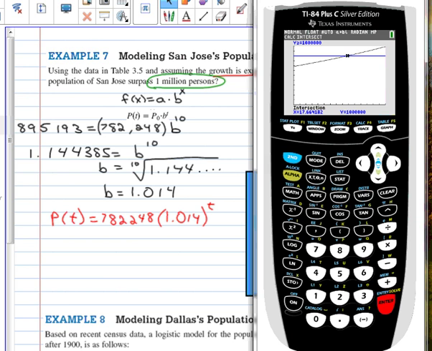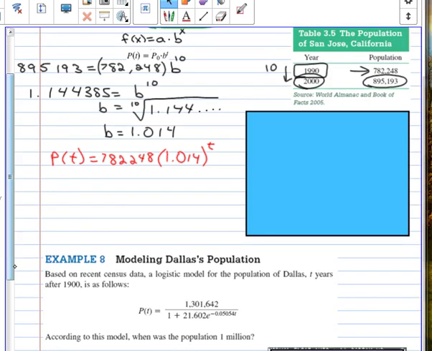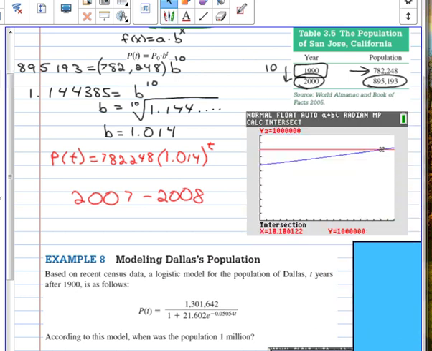17.7 years later. Now we started in 1990, so when is it? It's about 18 years later. What year do we reach 1 million? 2007, 8, somewhere in there. 2007, 2008 is where we happen to reach 1 million population. So there we go. There's an intersection of it.